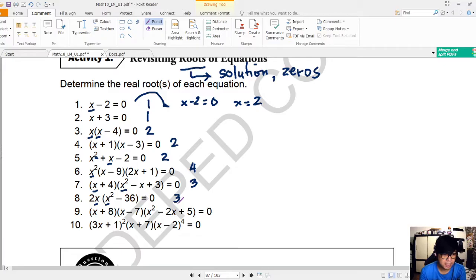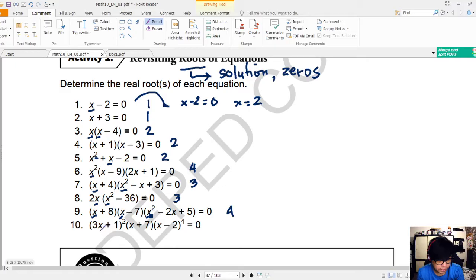For number 9, isa dito, isa dito. Tapos dito, dalawa. Hindi naman siya na-factor, no need to count this one. So, 2, 3, 4. So, there are 4 roots. And for number 10, ilang real roots meron?